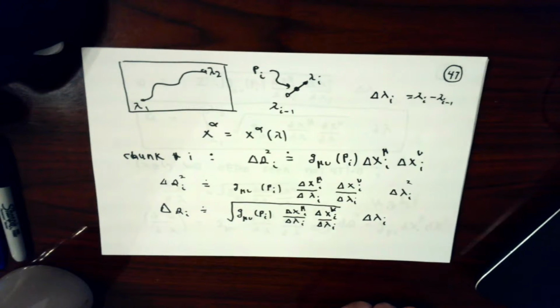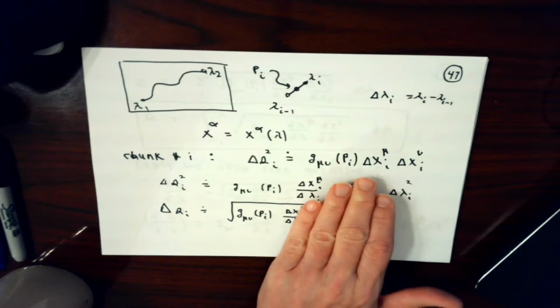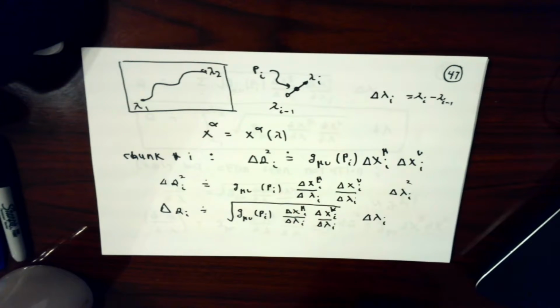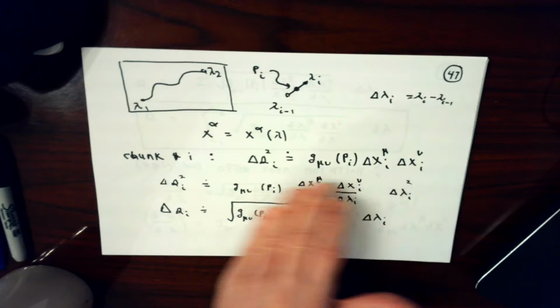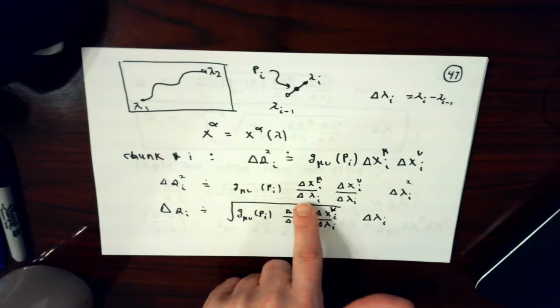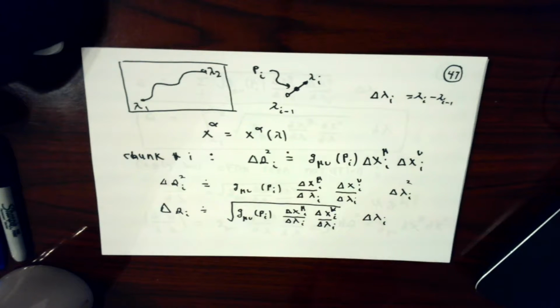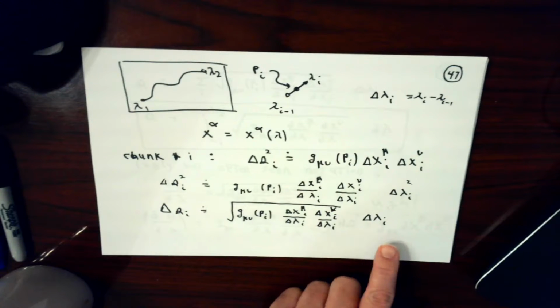We do have a problem though. This doesn't look to be quite the correct format as an integral with respect to lambda. So I'm going to take this formula, divide the two delta x factors by delta lambda factors, multiply by delta lambda squared, then take the square root of all of that.